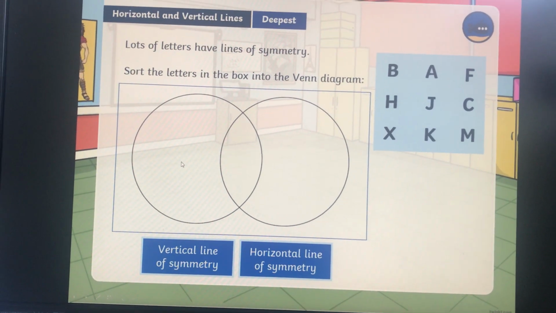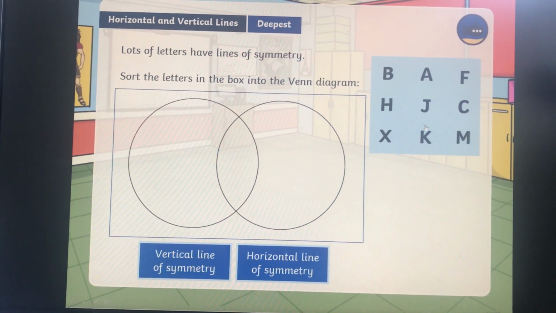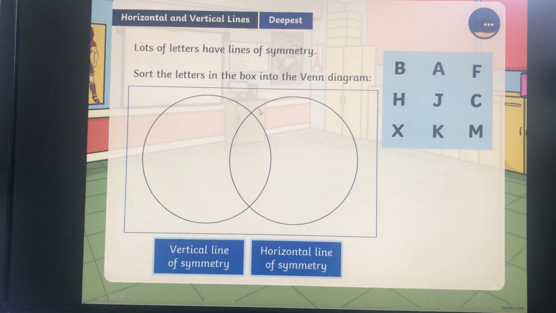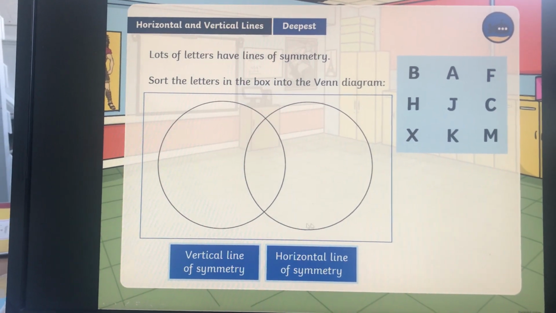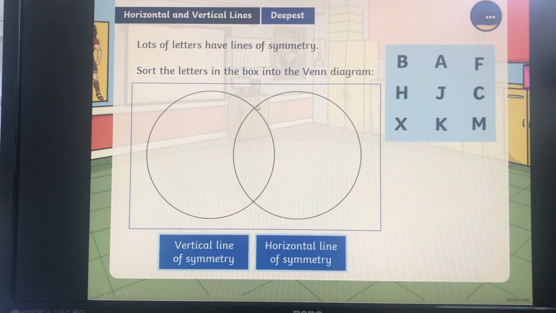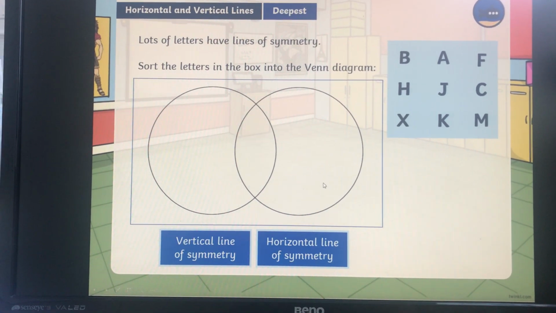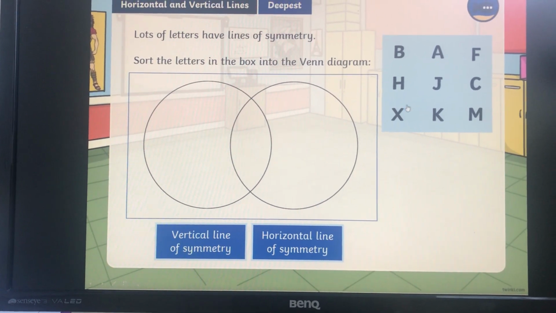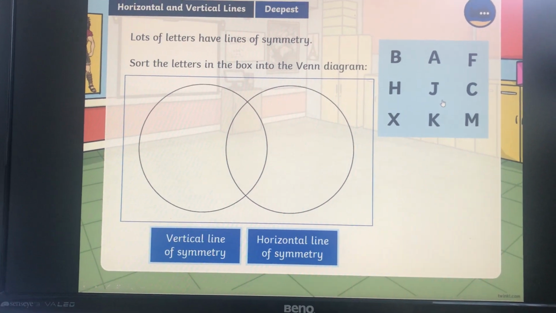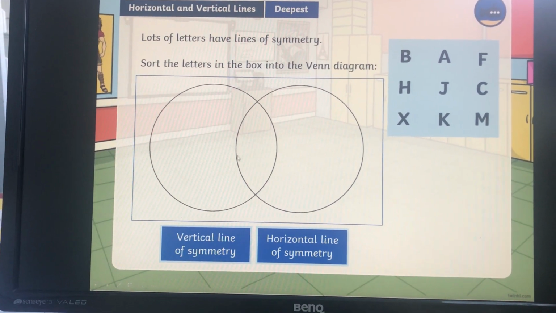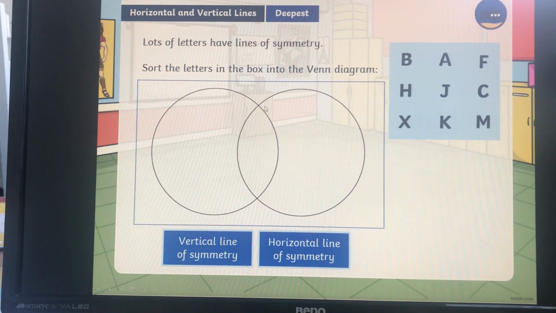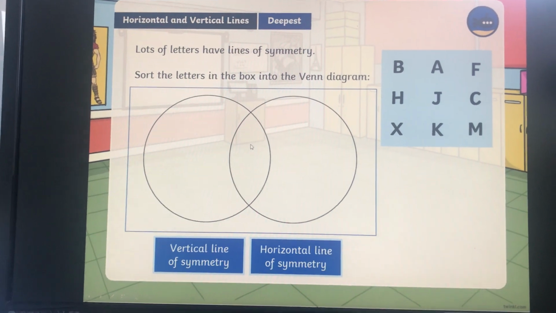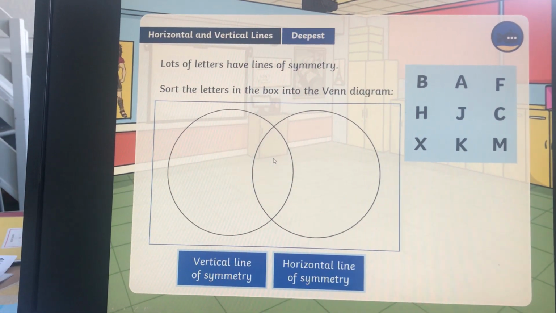Now, in this Venn diagram here, this section of this left-hand side hoop, in it we put shapes that have only vertical lines of symmetry. And the shapes we're going to choose from today are those letters. In this right-hand hoop over here, in this large section of the right-hand circle, we're only going to put shapes that have horizontal lines of symmetry from this choice of letters over here. And then this middle section here, it's called the intersection, where the two circles overlap. What do you think we put in this section here? Have a think.